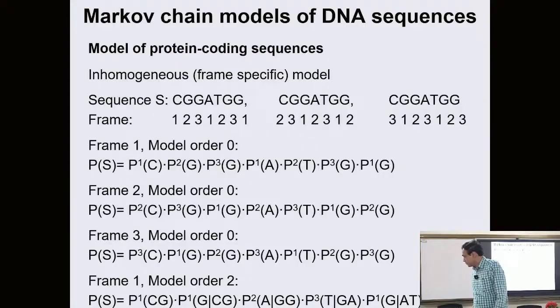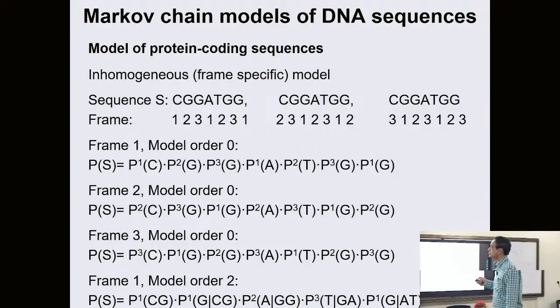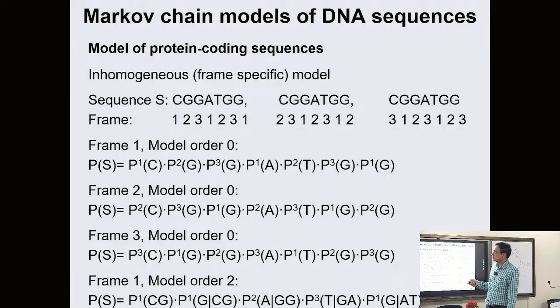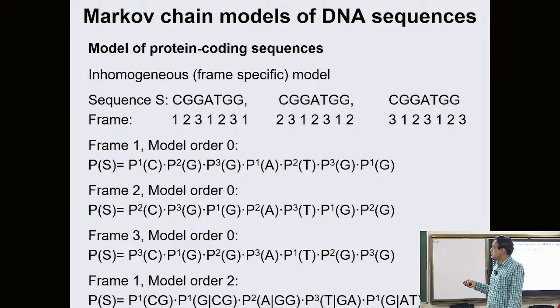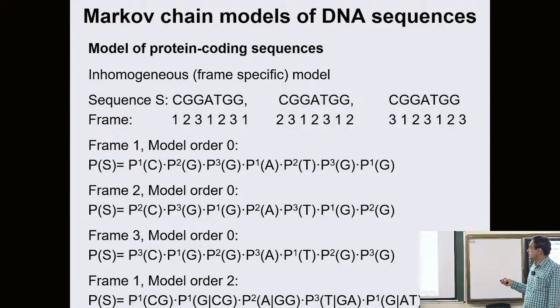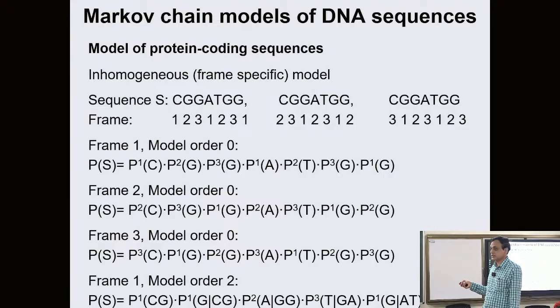Let's consider protein coding sequence modeling using an inhomogeneous Markov chain model. Again, the sequence is the same, CGGATGG. What you don't know is whether C is situated in codon position 1, 2 or 3. So you would want to consider all possibilities. C could be situated in codon position 1. The next would be position 2, next position 3, then 1, 2, 3, 1, 2, 3. There are only three positions because a codon is made up of only three nucleotides.